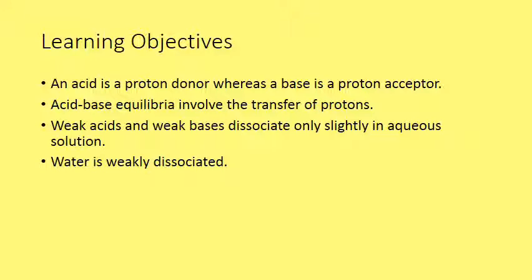And water is weakly dissociated. We are going to understand that the water that we get out of a tap is not just H2O molecules, it's also H+ ions and OH- ions as well. And lastly, we're going to understand the following expression. Kw, another K, is equal to the hydrogen ion concentration times the hydroxide ion concentration. More on that later.